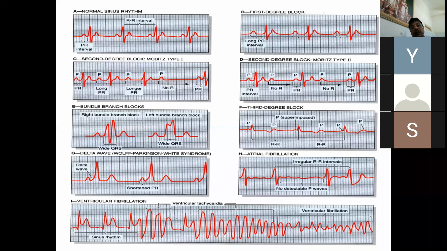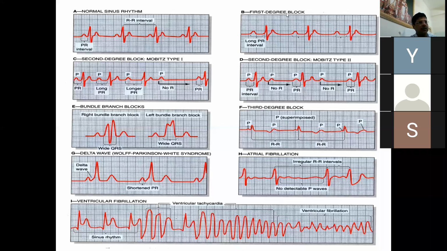Complete that sentence. Heart blocks refer to blocks in the transmission of impulses from the atrium to the ventricle. In which system? The conducting system. Yes, heart blocks refer to blocks in the conducting system. So heart blocks can be of different types.